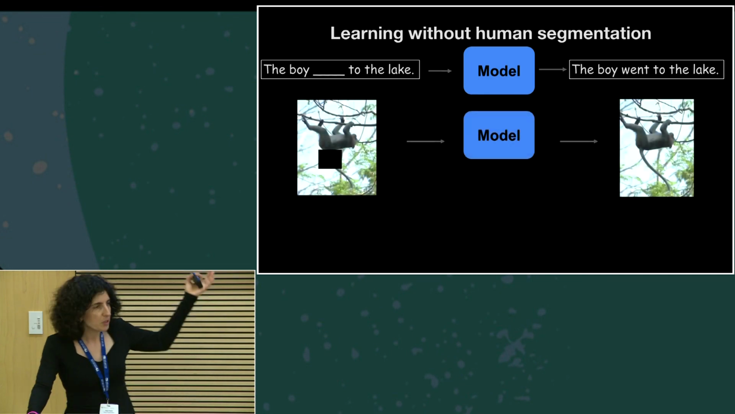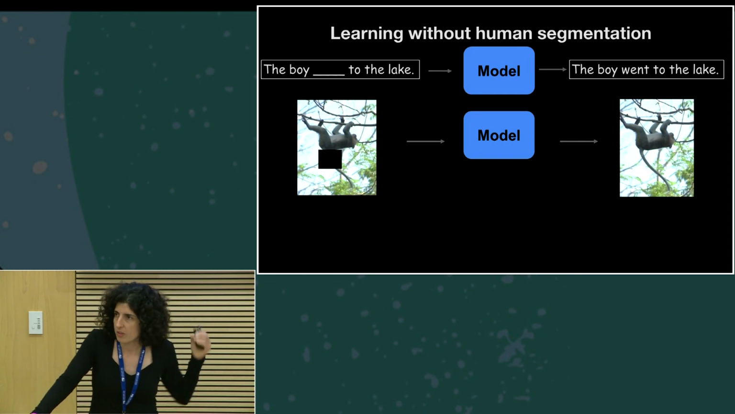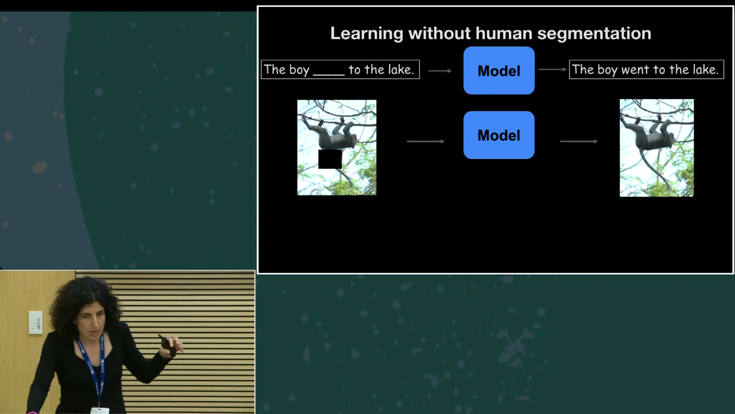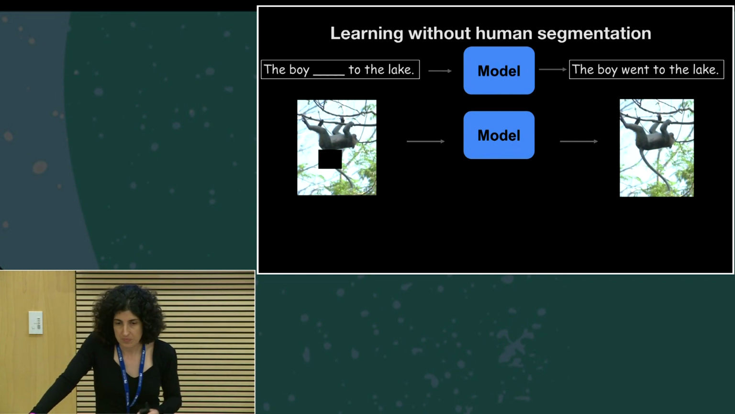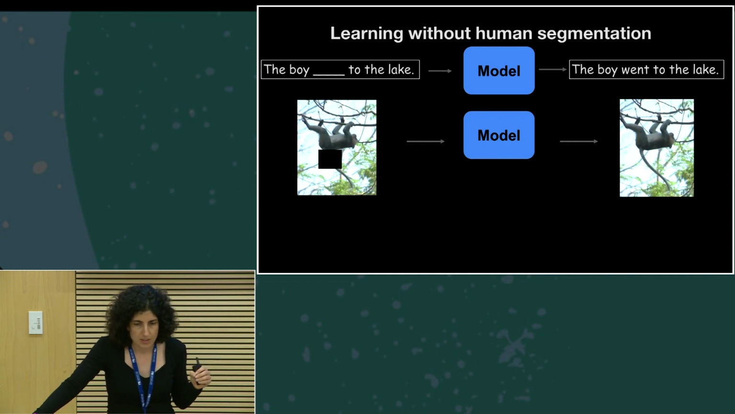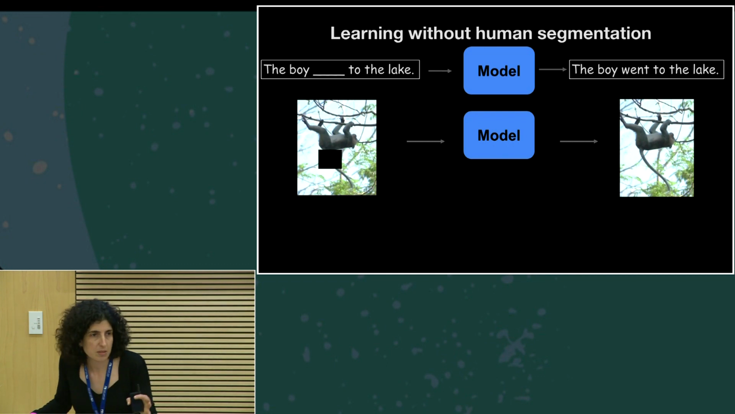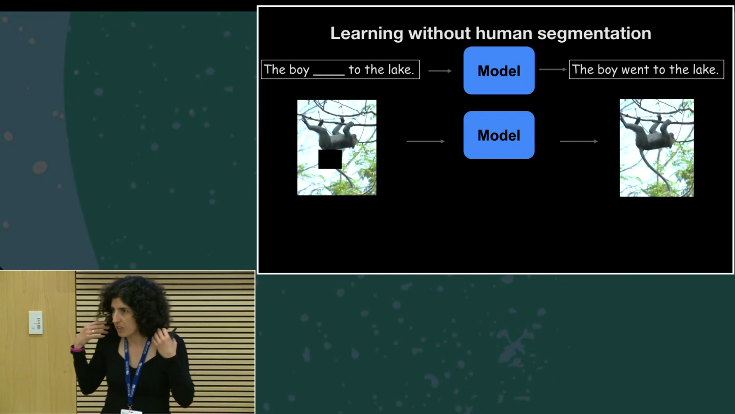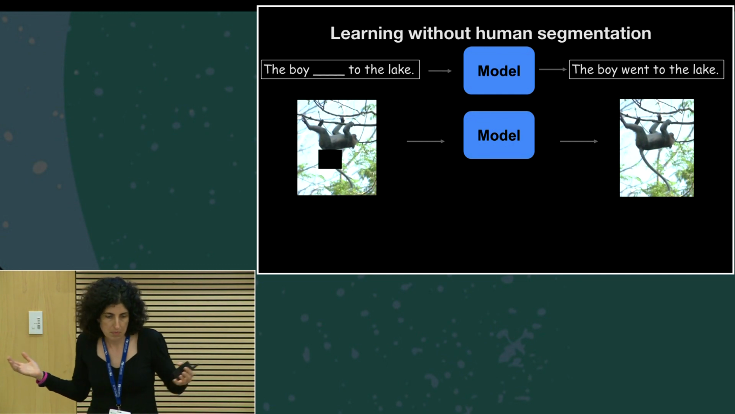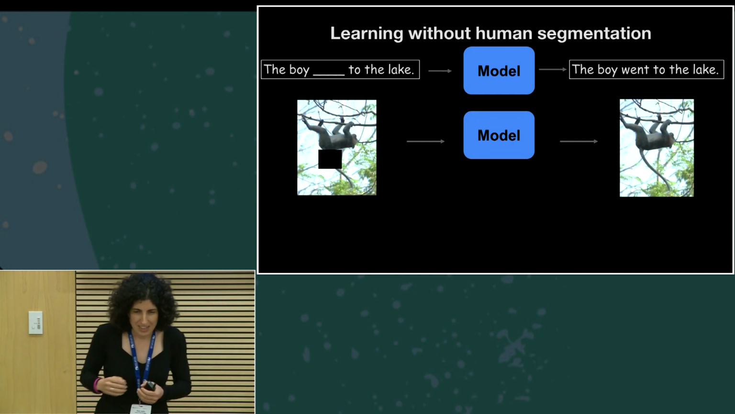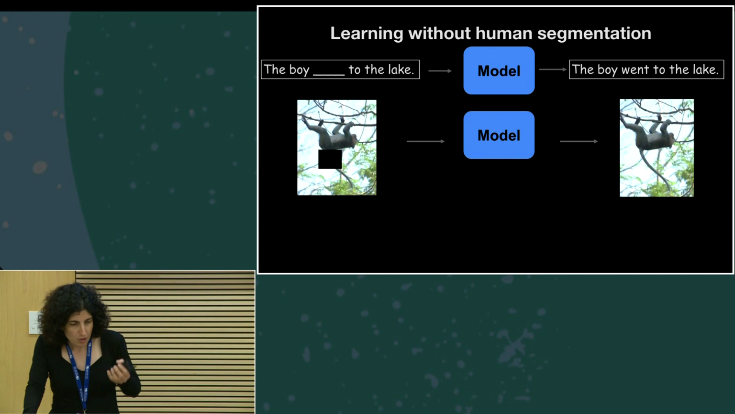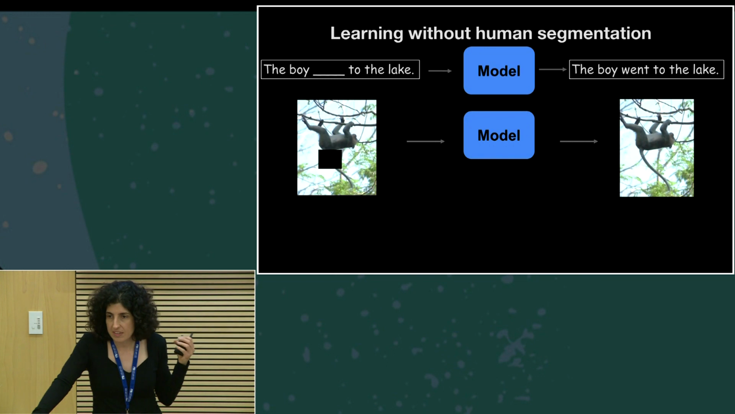How do we do it? We take our monkey and we remove a part of the image. And our model will need to learn how to fill the gap. While it learns to fill the gap, it's not limited to only monkeys. It could be any image. We can take lots of images. We're not limited. And during the process, the model learns what is important.